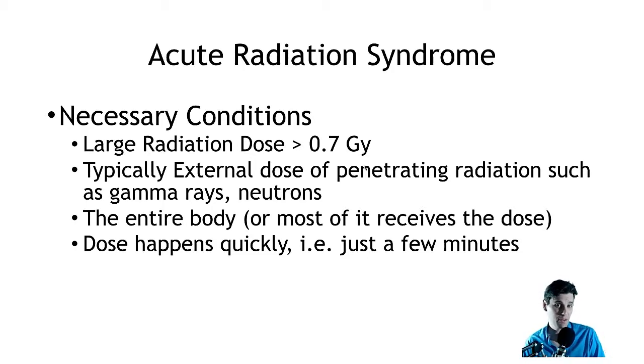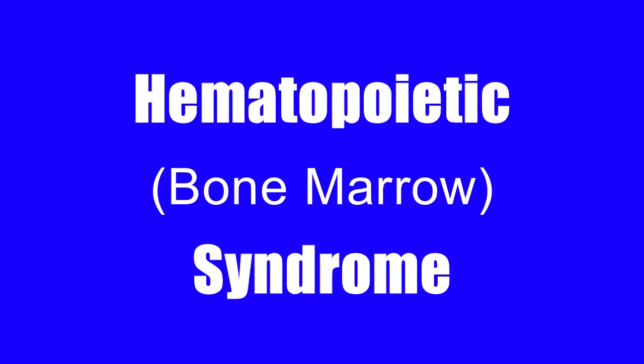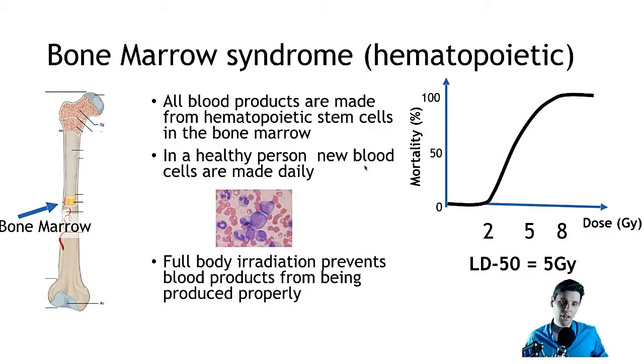And this dose happens quickly. This dose is given all in the matter of either seconds or minutes, and this is often the case in these situations. So we're going to go through 3 different types of acute radiation syndrome with increasing radiation dose, and unfortunately the mortality is even worse for each one.